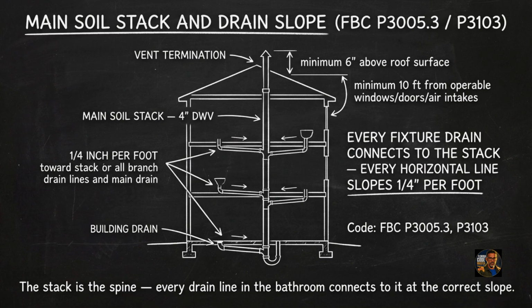The main soil stack and drain slope. A bathroom's drain system is organized around the main soil stack, the vertical 4-inch DWV pipe running from the building drain below the slab to the vent termination above the roof. Every fixture drain in the bathroom connects to this stack through branch lines sloped at 1/4 inch per foot toward the outlet per FBC P3005.3. The stack extends above the roof line not less than 6 inches, FBC P3103, and not less than 10 feet horizontally from any operable window or air intake.